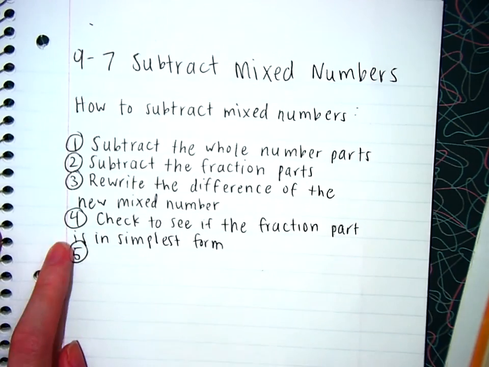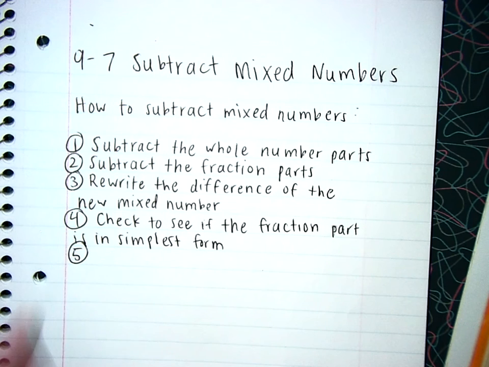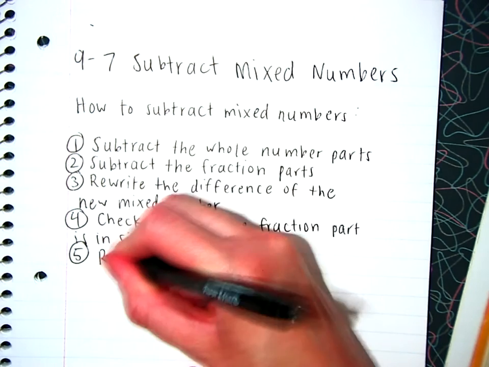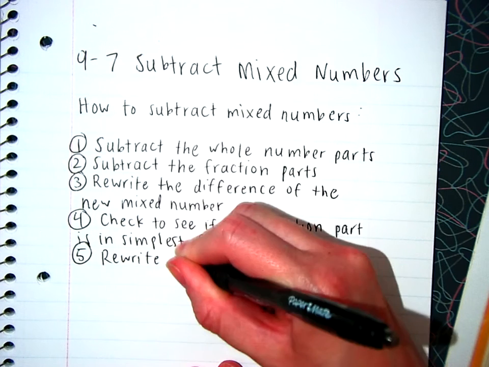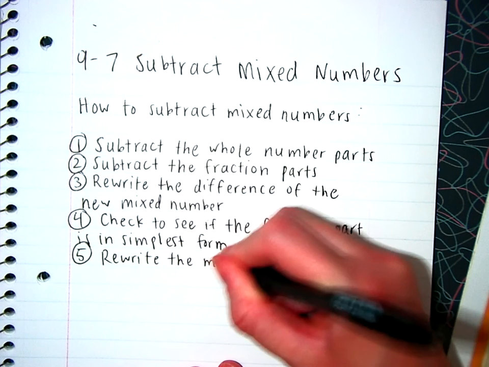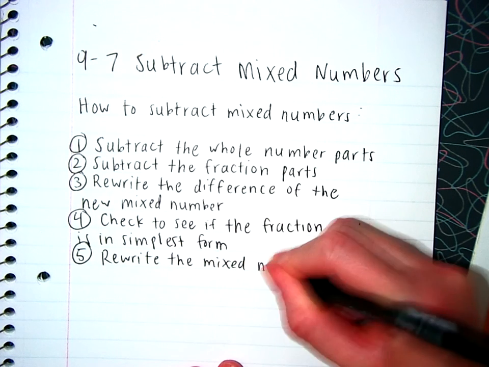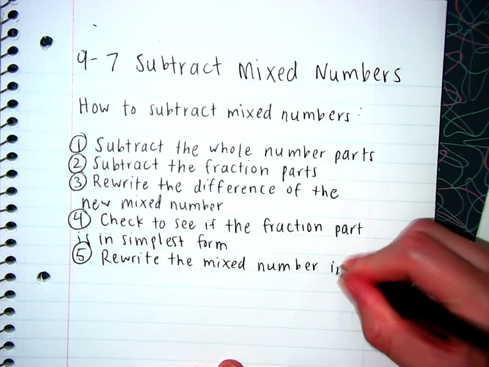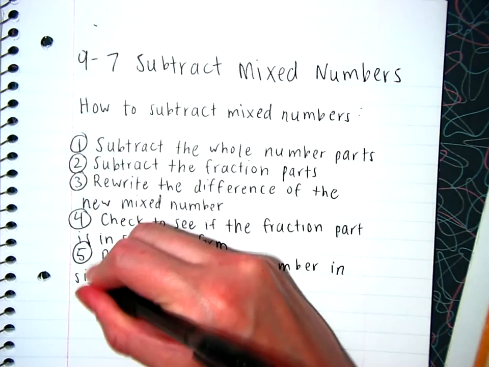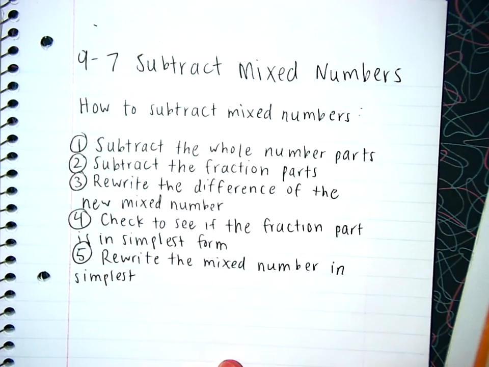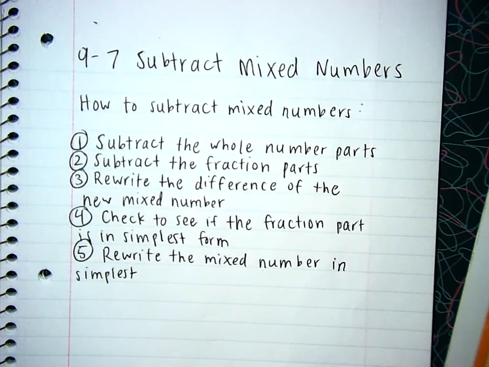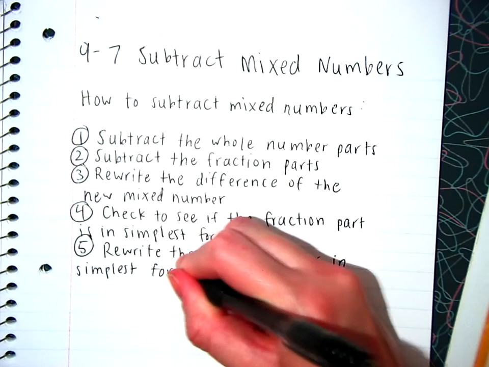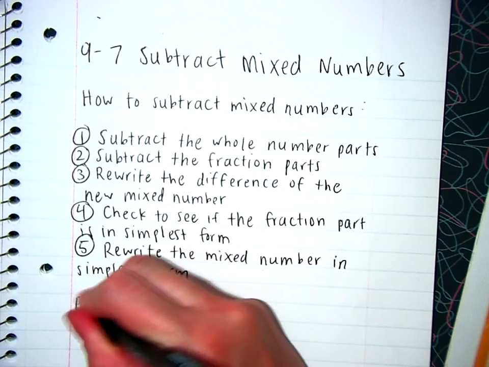If it is in its simplest form, then you can stop there. But if not, you must go on to the fifth step, which is rewrite the mixed number in simplest form. So same 5 steps as when we were adding mixed numbers. Now all you're doing is subtracting them. So rewrite the mixed number in simplest form. Let's go ahead and look at our example for today.